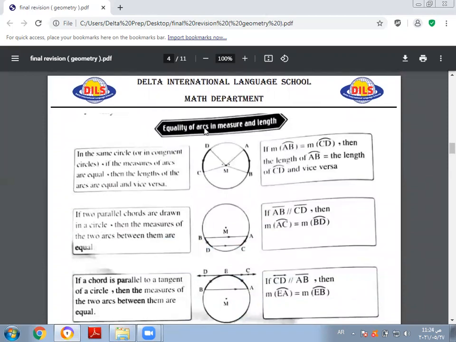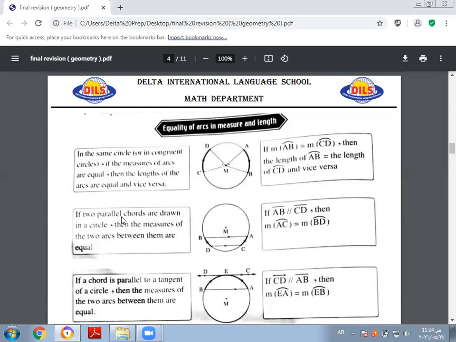Equality of arcs in measure and length. In the same circle or in congruent circles, if the measures of arcs are equal, then the lengths of the arcs are equal and vice versa. If measure of arc AB equals measure of arc CD, then the length of arc AB equals the length of arc CD and vice versa.